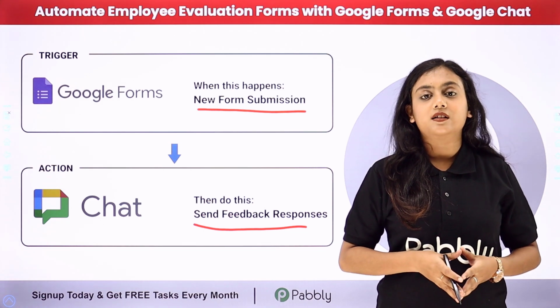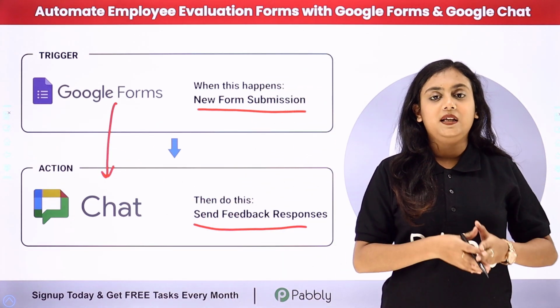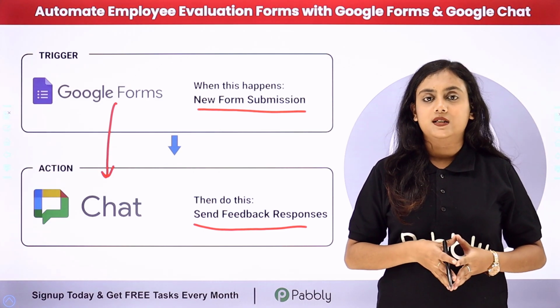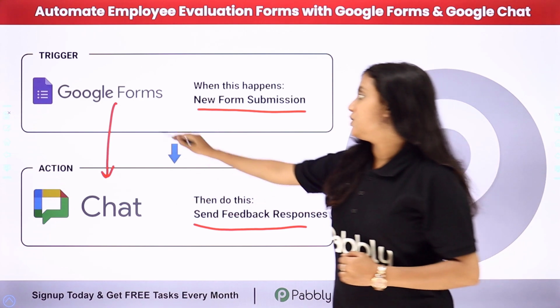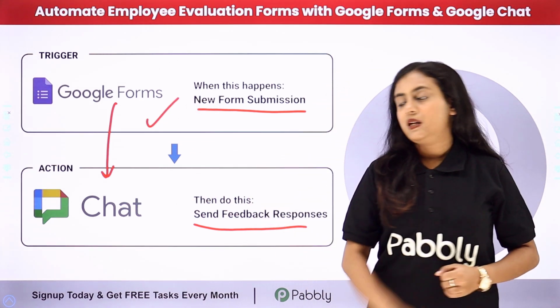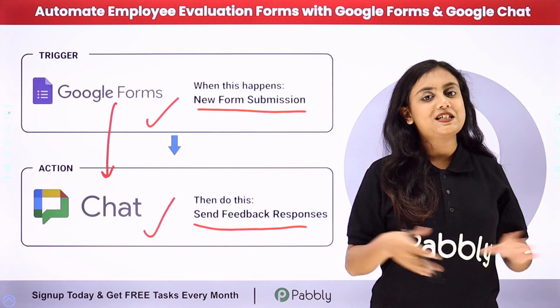For that, we need to create an automation between Google Forms and Google Chats with the help of Pably Connect. Pably Connect runs on two concepts, that is trigger and action. In this process, my trigger application is going to be Google Forms and my action application is going to be Google Chat. If you want to learn how to do this automation, then let me take you all to my screen.